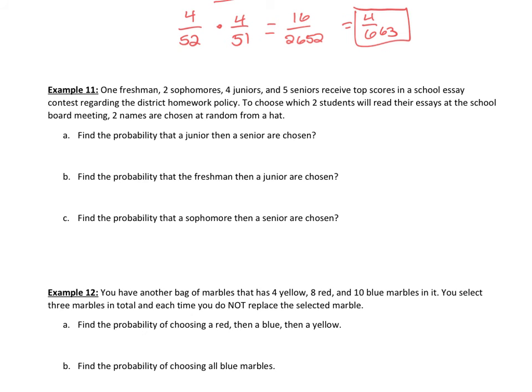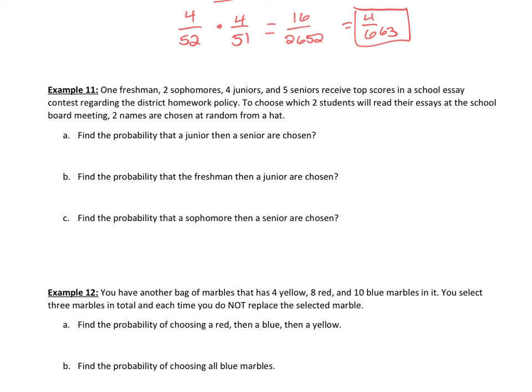If we have 1 freshman, 2 sophomores, 4 juniors, 5 seniors, who receive top scores in the school essay contest regarding the district homework policy, to choose which 2 students will read their essay at the school board meeting, 2 names are chosen at random from a hat. Find the probability that a junior, then a senior are chosen.